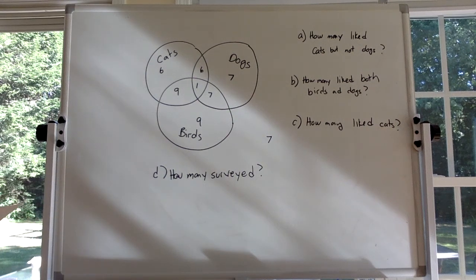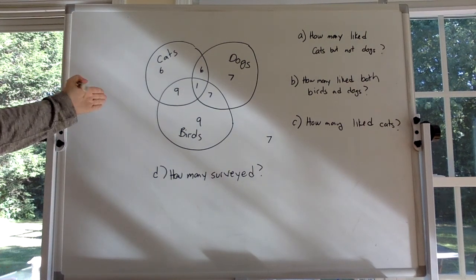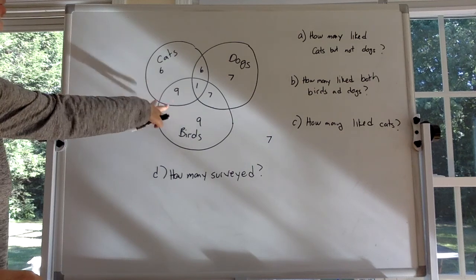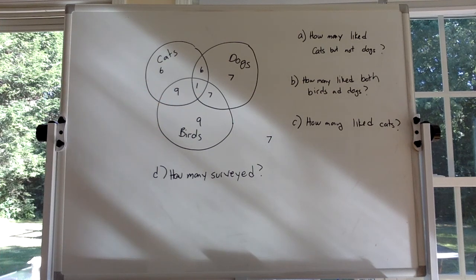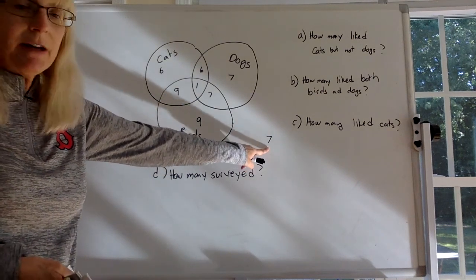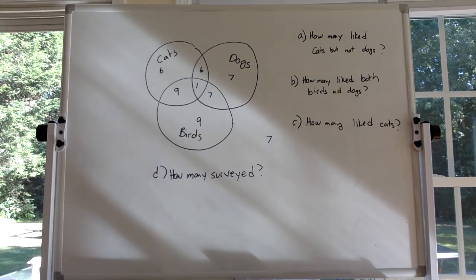Okay, here's another Venn diagram problem, and it has to do with people. They ask people, do you like cats, dogs, or birds, or both, or all, whatever? So this is what they present to you. They present you this Venn diagram with a bunch of numbers in different sections that are overlapping and not overlapping. And there's even a number sitting out here by itself. So let's try to figure out what this all means.